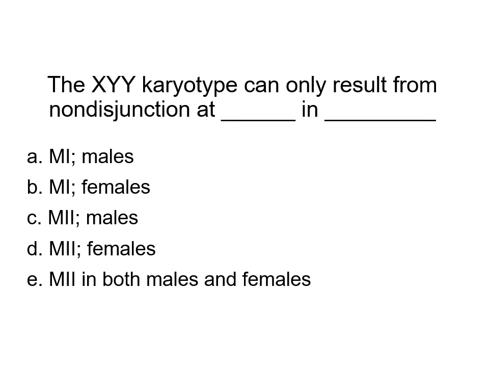This is a slightly strange question, but the XYY karyotype can only result from non-disjunction at blank in blank. Well, clearly it can only result from non-disjunction in a male, right? But it turns out it can only occur during meiosis 2. In meiosis 1, the X and the Y must have separated correctly to give you the two Y chromatids, and those two failed to segregate at meiosis 2. That's a little hard to think about. So the answer is C.